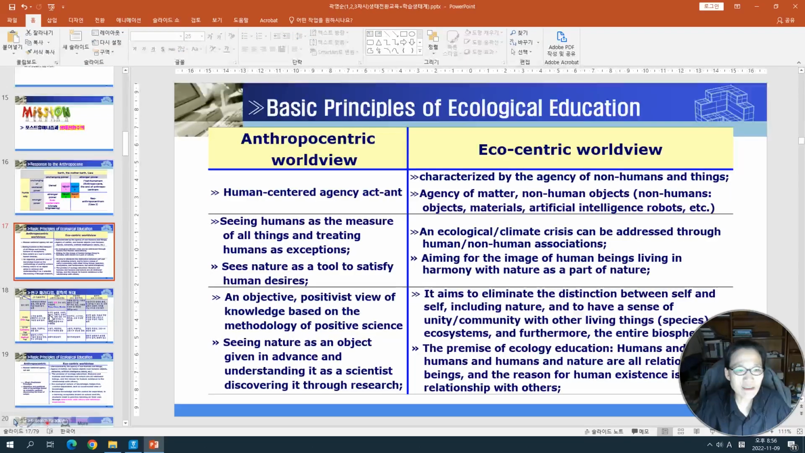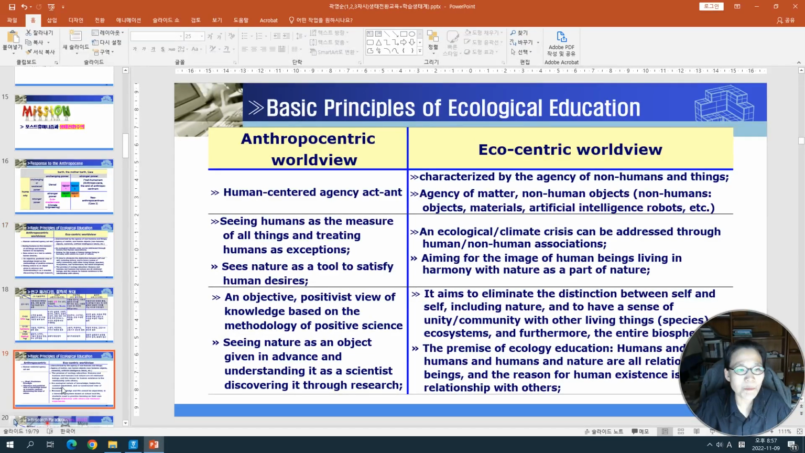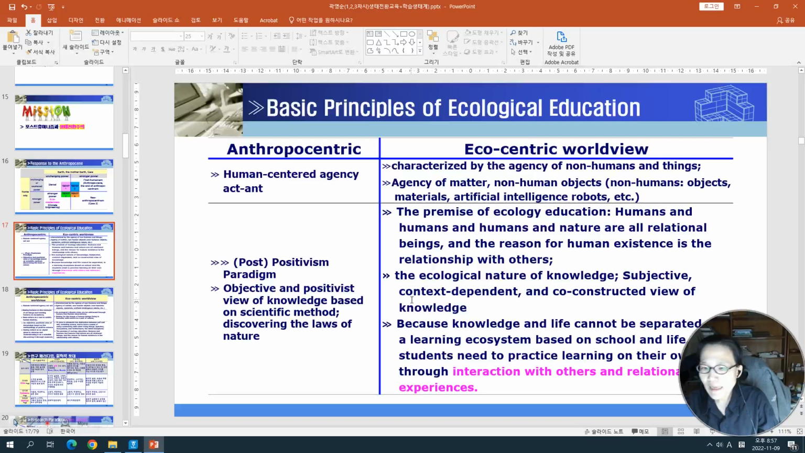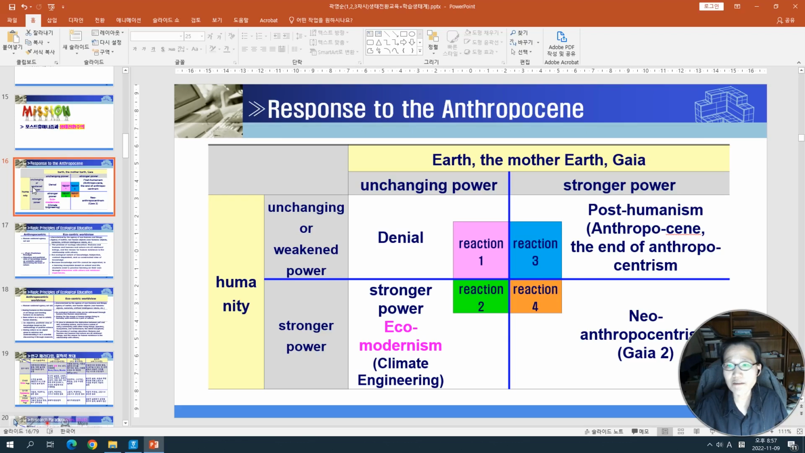So lesson 1 is about, we will have another time and another space. We will move into another time, which is called Anthropocene, and another space, which is called Gaia 2. Okay? Remember this one? There are 4 reactions regarding Anthropocene. One is denial: we will be okay, there is nothing happening. Number 2 is eco-modernism. Number 3 is post-humanism. Number 4 is neo-anthropocentrism. It's called Gaia 2 version.